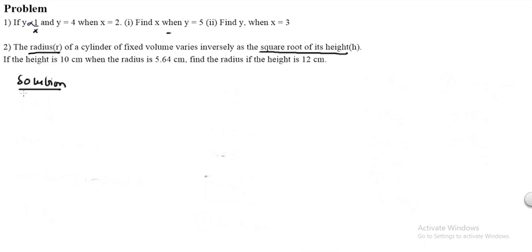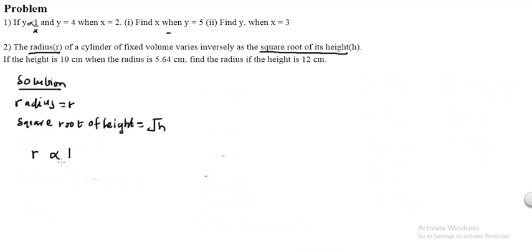The first thing we want to do is to find the key things we are using here. The first thing we are having here is the radius. The radius is playing a key part, and we are terming it as r. Another thing we are having here is the square root of the height. We're told that the radius of a cylinder of fixed volume varies inversely as the square root of its height. So we'll write it as r is inversely, that means we have 1 over the square root of h.